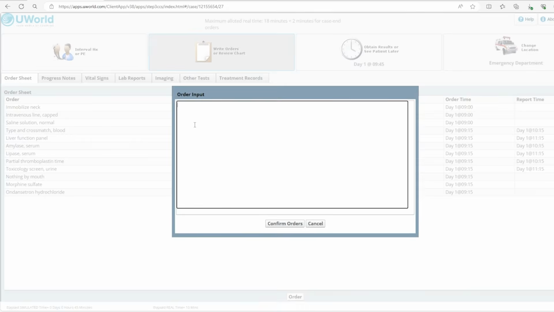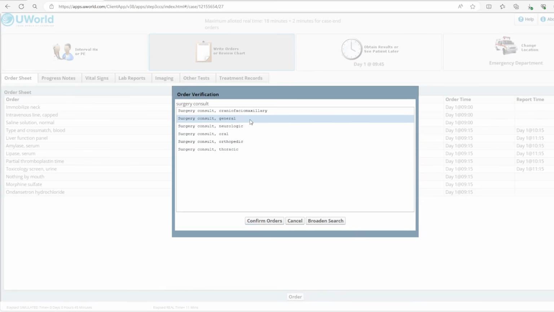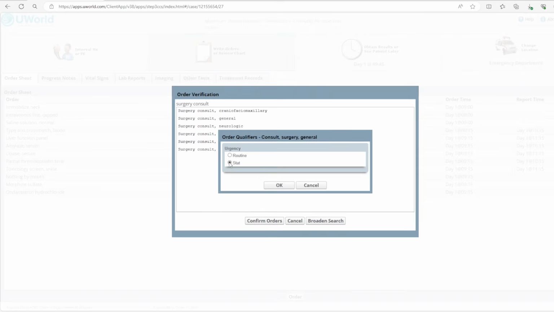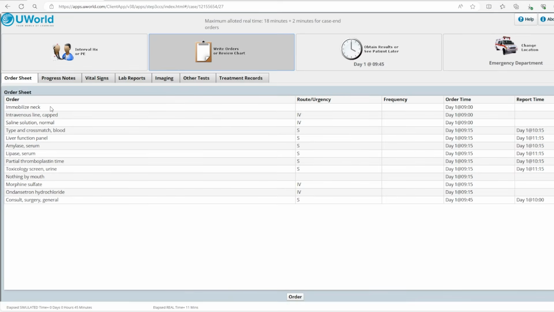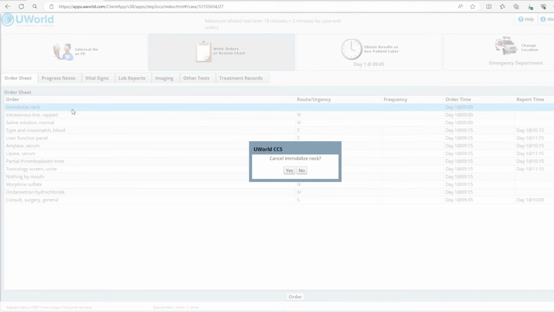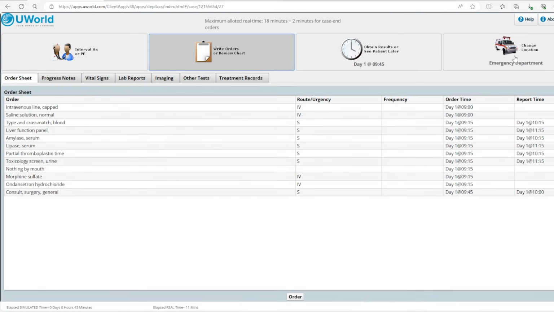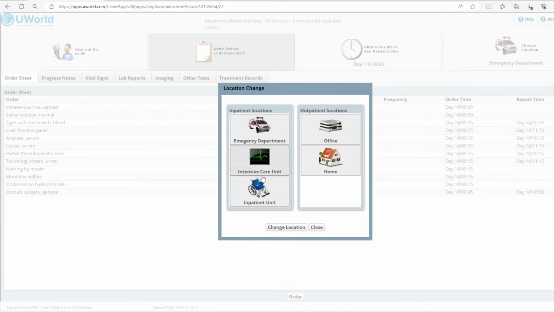So we're going to go to order and we're going to type surgery consult and we're going to click confirm order. We want general surgery consult, confirm order, stat, OK. And we're going to write the reason splenic hematoma and click OK. We're going to go here as well to cancel the neck immobilizer since the neck x-rays were negative. And we're also going to transfer the patient either to the floor or to the ICU. Since the patient has splenic hematoma, since they're in distress, it's not unreasonable to transfer them to the ICU.